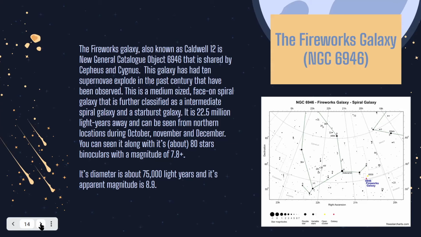It is a medium-sized face-on spiral galaxy that is further classified as an intermediate spiral galaxy and a starburst galaxy. It is 22.5 million light years away and can be seen from northern locations during October, November and December. Also, you can see about 80 of its stars with binoculars of a magnitude of 7.8 or greater. Its diameter is 75,000 light years, and its apparent magnitude is 8.9.